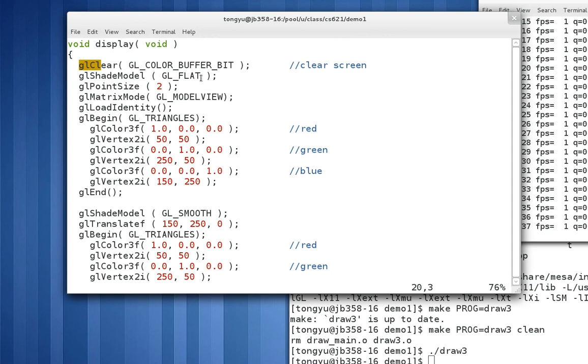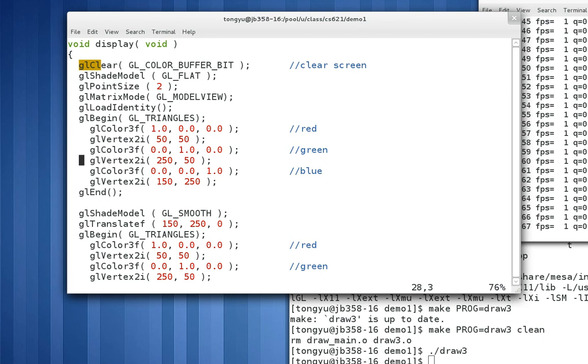In this case, there's no interpolation. Now you can see that the first triangle is drawn using this mode, GL fed. We draw a triangle with red, green, blue at the corners, and you will see that actually the whole triangle would be colored with blue, right? Because we have used the fed mode.